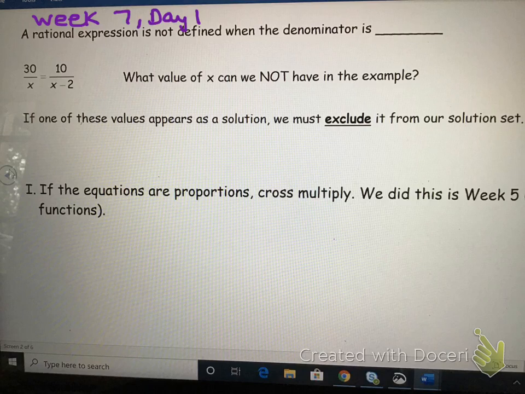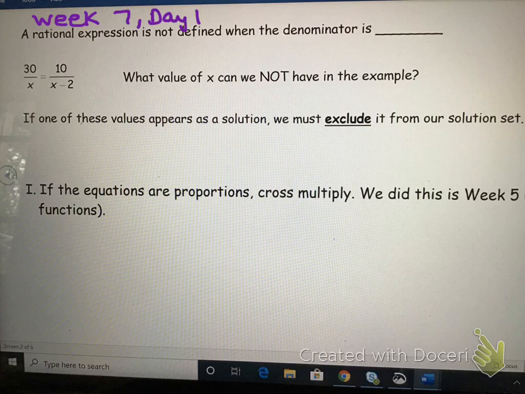Last week, during week 6, we learned how to simplify rational expressions, and this week we will be solving rational equations. Some of the methods you've seen already, and some of them are going to be new.